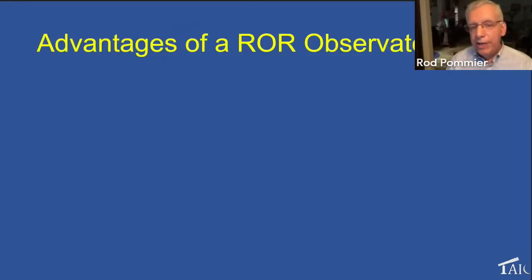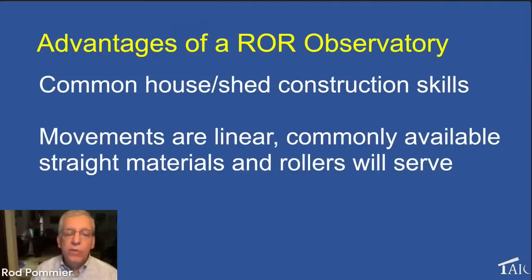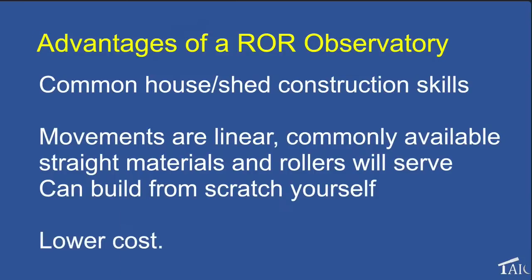Now, there are lots of advantages of a roll-off roof observatory. The construction is fairly simple. It uses common construction skills used to build houses or small sheds, which a lot of people possess. The movements of the roof are linear, so that can be done with commonly available straight materials, and simple rollers will serve. And this means that for a lot of people, you could build this from scratch yourself if you possess those skills. And all of that adds up to a much lower cost of getting an observatory.